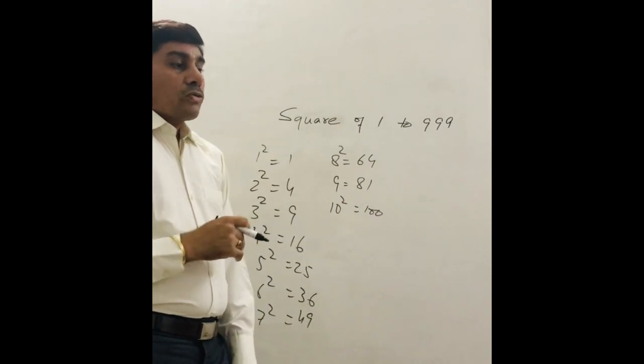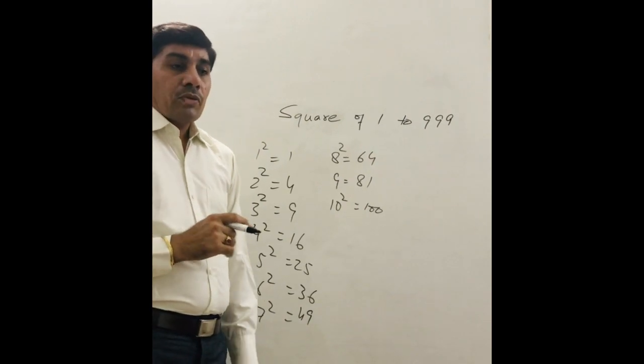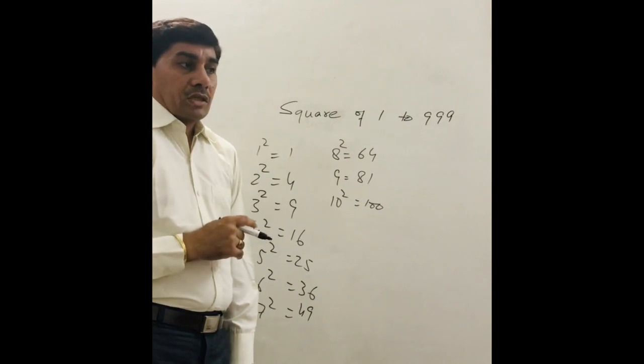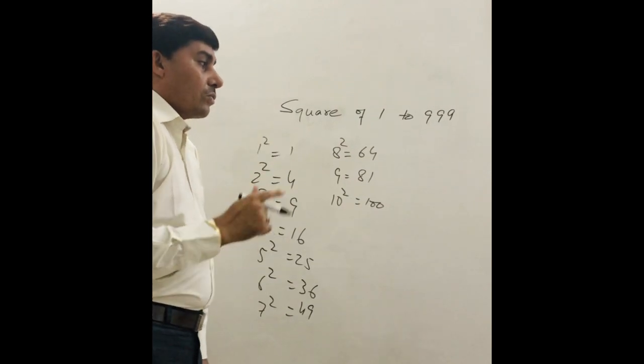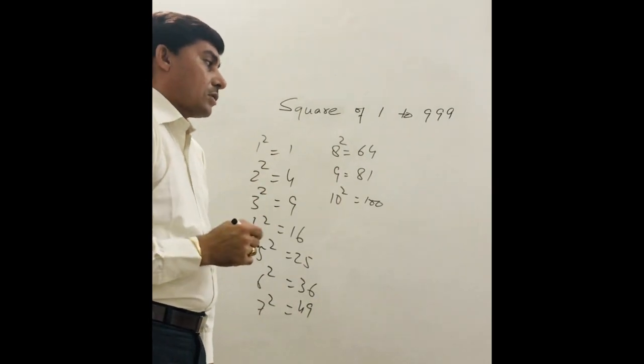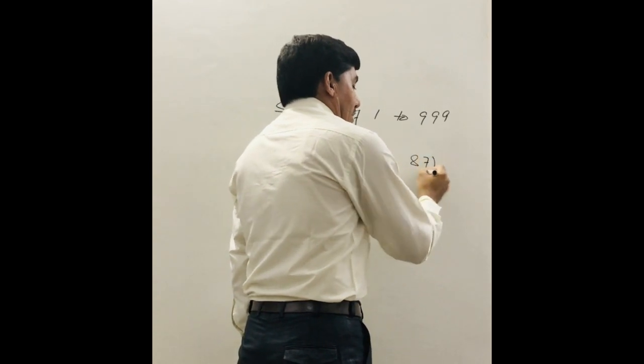Now we have to find the square of two digit numbers. We can find the square of two digit numbers with two methods. The first method we have to use to find the square of two digit numbers. Suppose we have to find the square of 87.